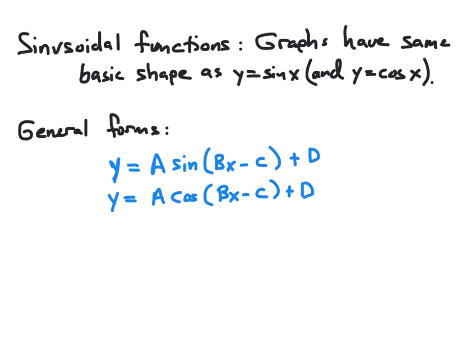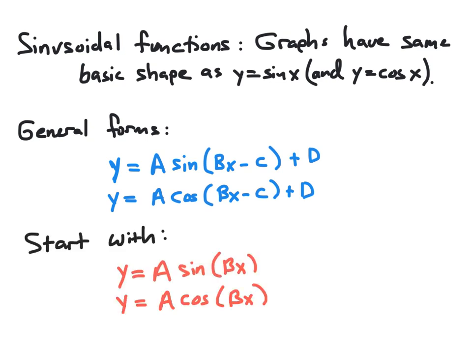The general form of an equation for a sinusoidal function would be y equals a sine(bx minus c) plus d, or y equals a cosine(bx minus c) plus d, depending on whether the function is a sine or a cosine curve. In these general forms, the letters a, b, c, and d all represent real numbers. What we're going to do in this video is look at what the numbers a, b, c, and d represent in terms of the functions and also in terms of the graphs of those functions.